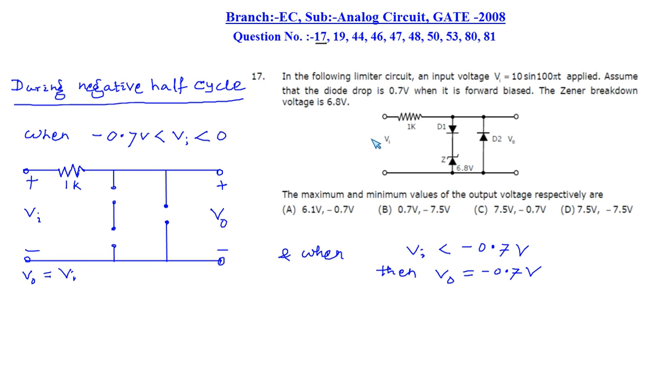But what will happen when the input voltage is negative and exceeds 0.7 volt, that is, when the input voltage is less than minus 0.7 volt? In that case, D2 will be forward biased, so the output voltage will see a battery source of minus 0.7 volt. So the output voltage will stick at minus 0.7 volt.